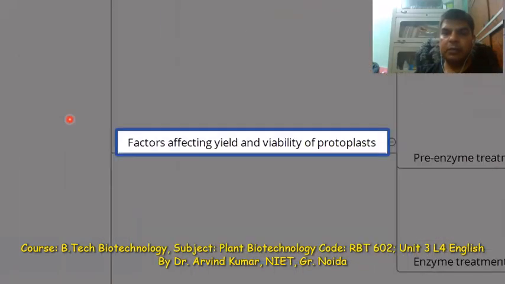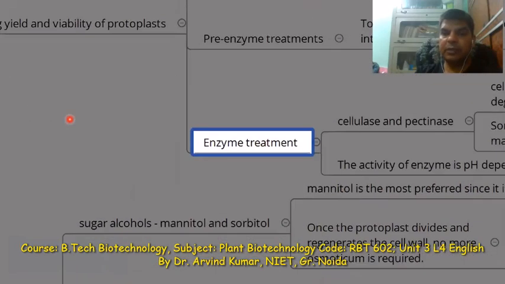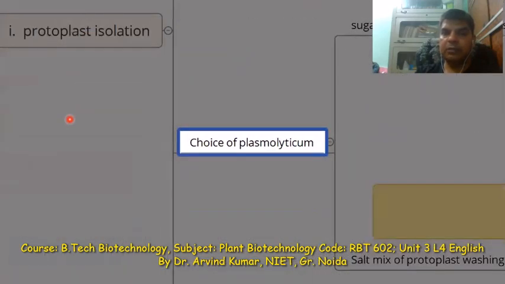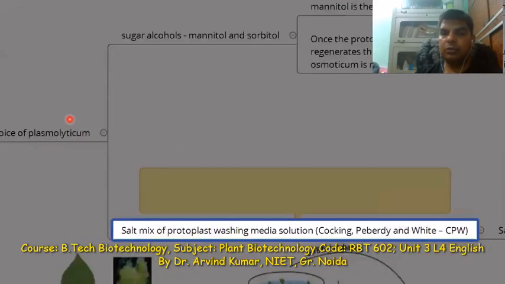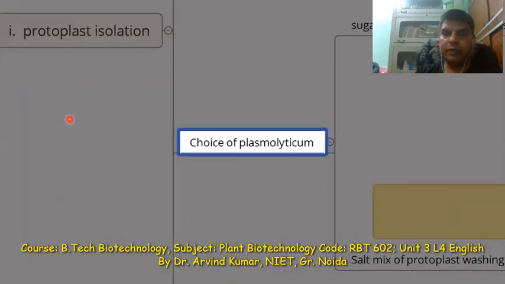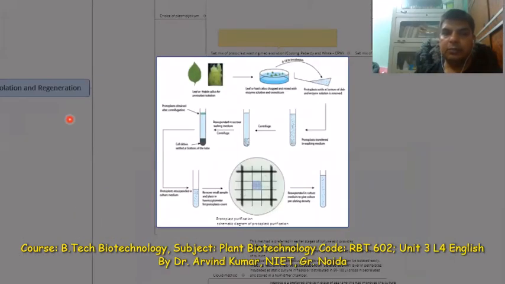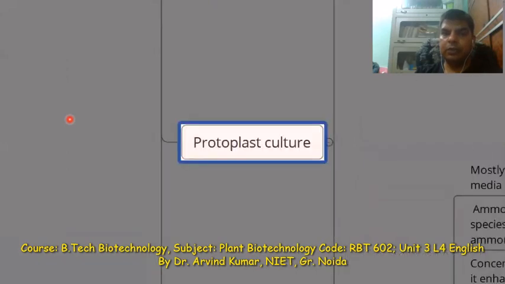Beside the methods, we have also discussed the factors that affect the yield and viability of protoplasts: the source of material, pre-enzyme treatment, and enzymatic treatment. Then the second thing we have seen is the choice of osmoticum, how sugar alcohol or mannitol solutes affect, and the salt mixture of CPW solution effect. Then we have seen this picture to show how the protoplast isolation actually works.